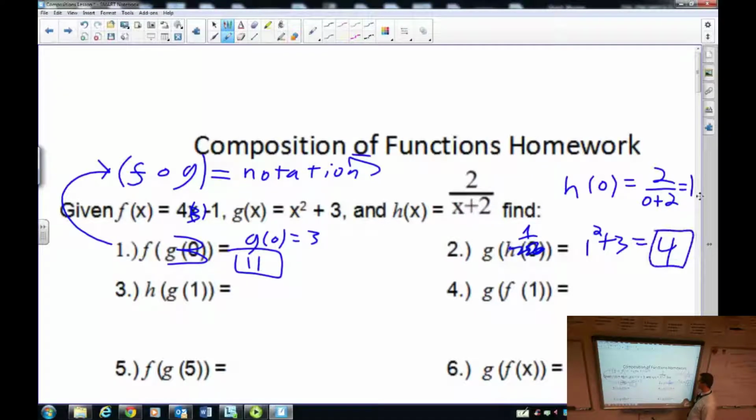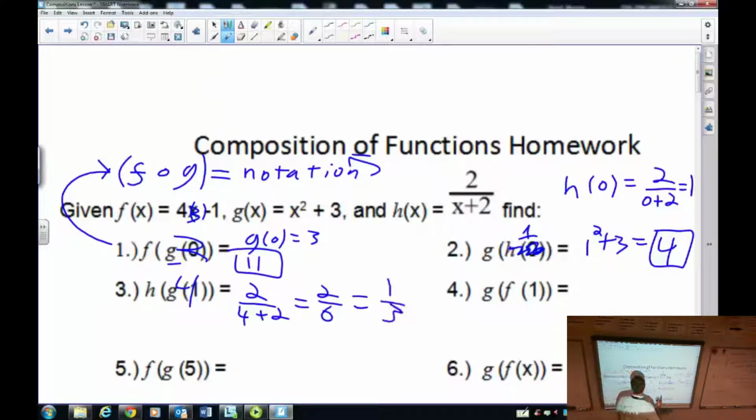Good job. Number 3, let's see if you're getting good at this, if you can do it in your head or not. Carefully, I'm going to take that 1 and plug it in there. We get 1 squared is just 1 plus 3 is 4. So then this whole thing becomes a 4, and then we do h of 4. So 2 over 4 plus 2 is 2 over 6, which reduces to 1/3.